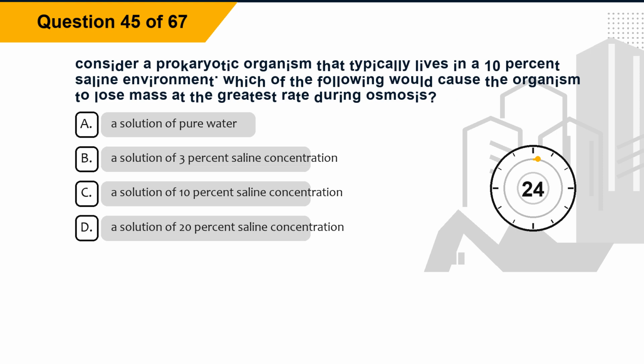Question 45. Consider a prokaryotic organism that typically lives in a 10% saline environment. Which of the following would cause the organism to lose mass at the greatest rate during osmosis? Option A, a solution of pure water. Option B, a solution of 3% saline concentration. Option C, a solution of 10% saline concentration. Option D, a solution of 20% saline concentration.